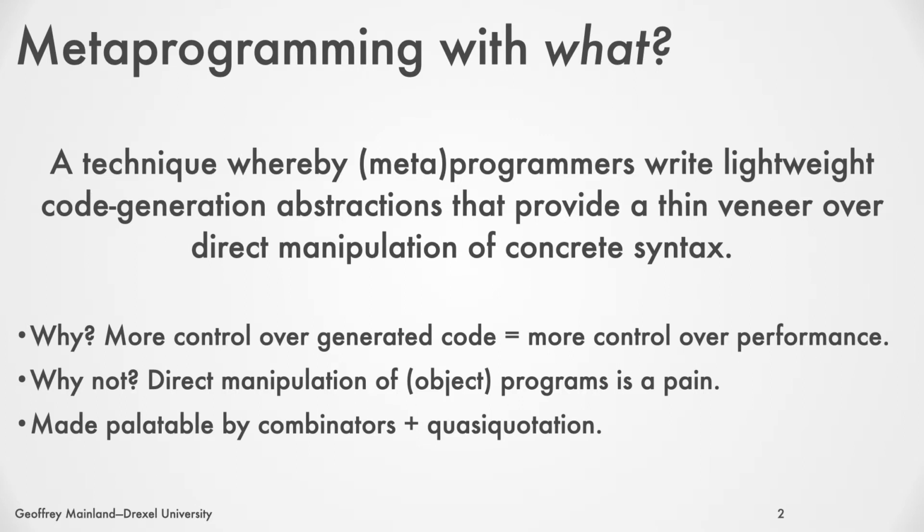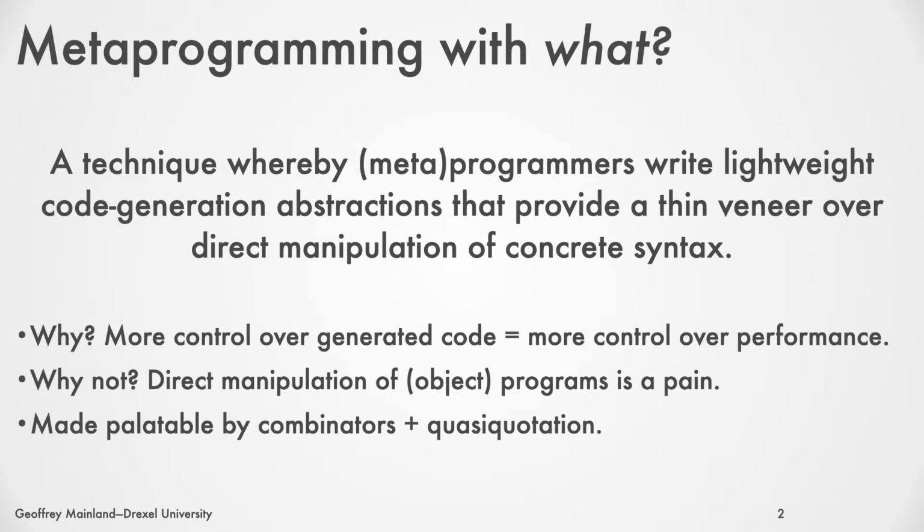On the one hand, if we're directly generating code, we have more control over performance. On the other hand, direct manipulation of object programs is a real pain. At a certain point, we might as well skip the metaprogramming and program generation and just write the code directly ourselves. This approach is made more palatable by the combination of code-generating combinators and quasiquotation.